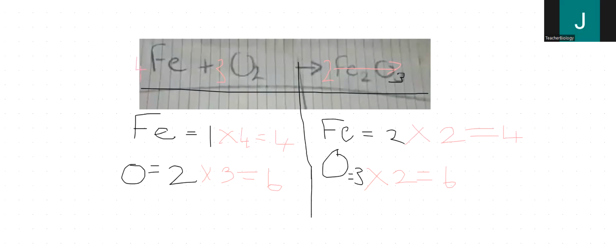4 iron on this side, 4 iron on that side. 6 oxygen on this side, 6 oxygen on that side. It is balanced. Let's go on to our next one. Here I already wrote it because my previous video did not record. So I'm also still learning. Technology can sometimes fail. So sulfur is 8 on this side, little 8. Oxygen 2, sulfur 1 on the right-hand side, and oxygen is 2.